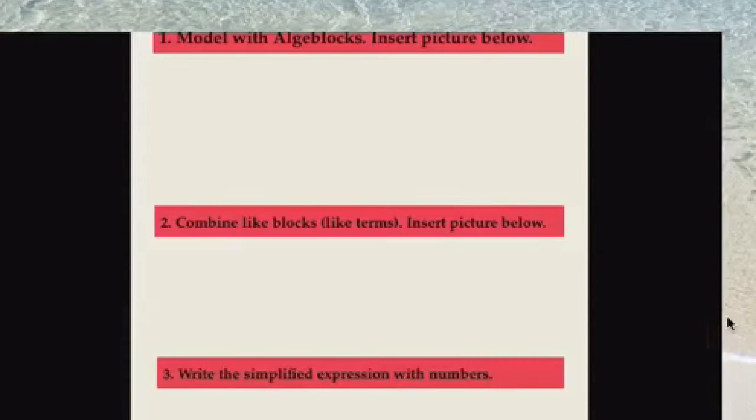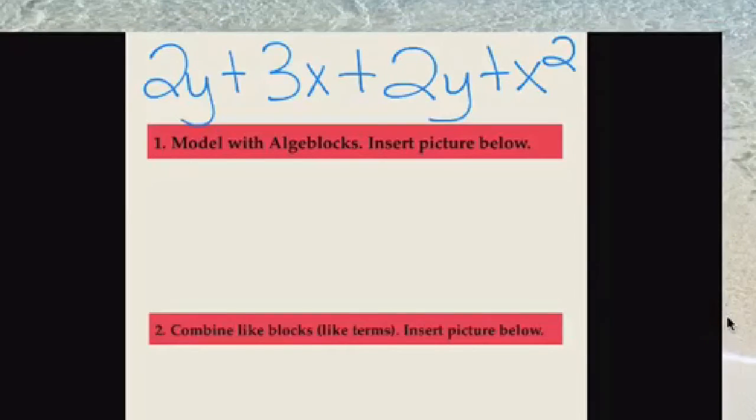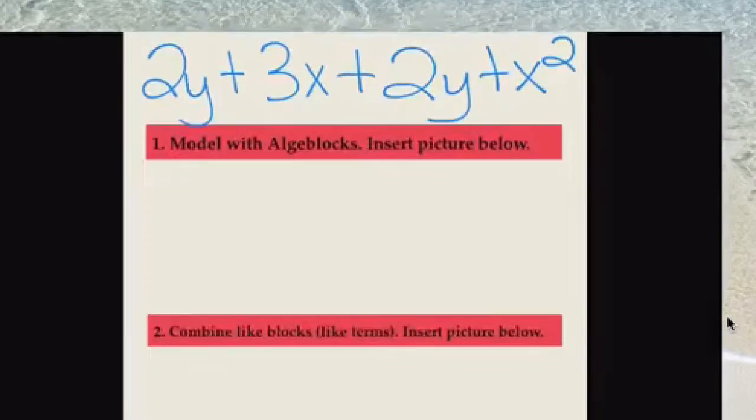Alright, so once again we're starting with 2y. Remember, y is represented with the orange sticks. Okay, we need 2 of those on the positive side to represent 2y. Alright, then we're going to represent positive 3x. 1, 2, 3. Then we've got another positive 2y. So I'm going to put 2 more y's on my positive side.